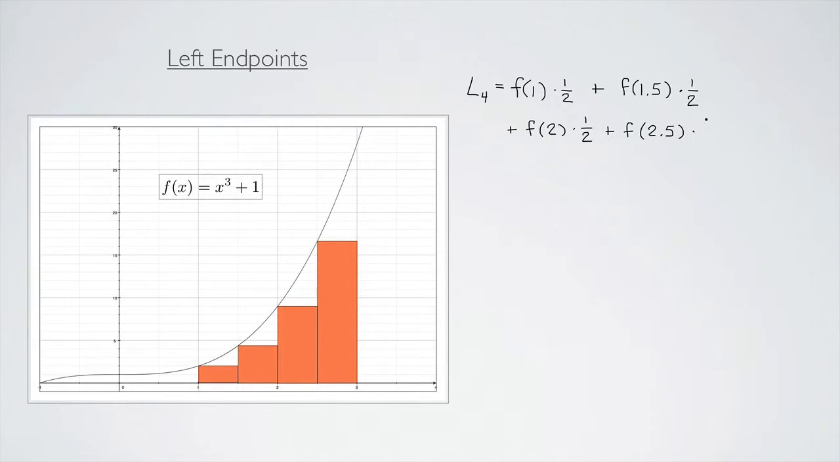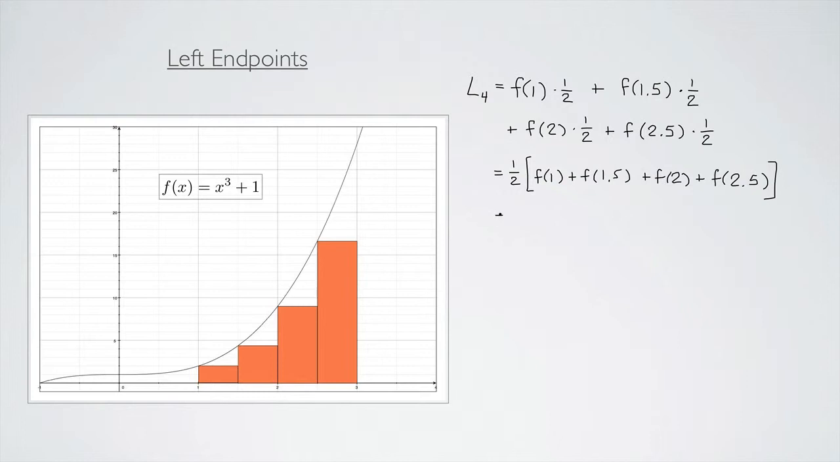Now if you notice, the base is always a half, so what I could do is just factor out that 1/2. So let's do that. So I have a 1/2, open my bracket, and then I have the value of the function at 1 plus the value of the function at 1.5 plus the value of the function at 2 plus the value of the function at 2.5. Okay, and then close the bracket.